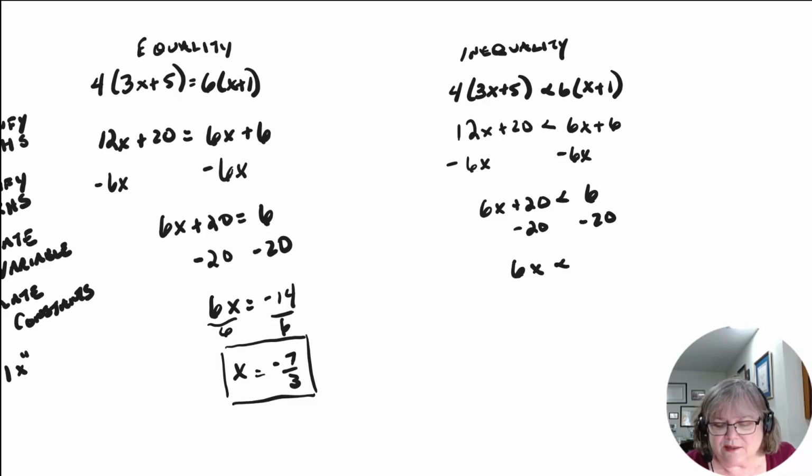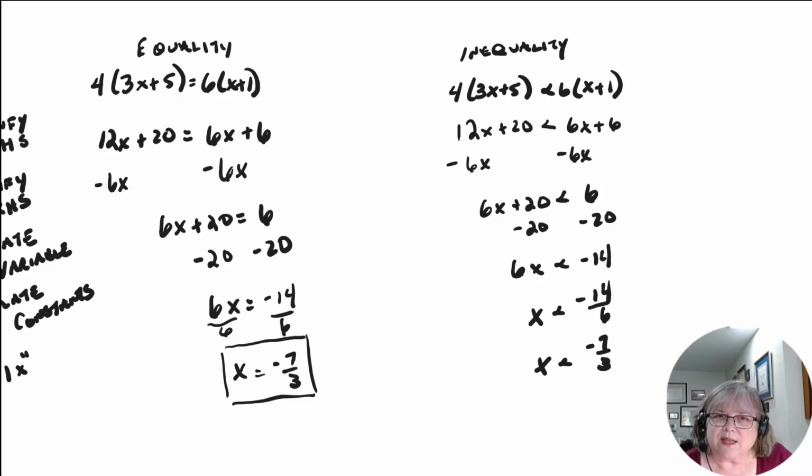So 6x is less than negative 14. X is less than negative 14/6, which reduces to x is less than negative 7/3. So it looks like all the steps are exactly the same, because we did exactly the same. And for 90% of the problems, that's probably true. We're going to do the exact same thing: simplify the left, simplify the right, isolate our variables on one side, isolate our constants on the other, then get a 1x.